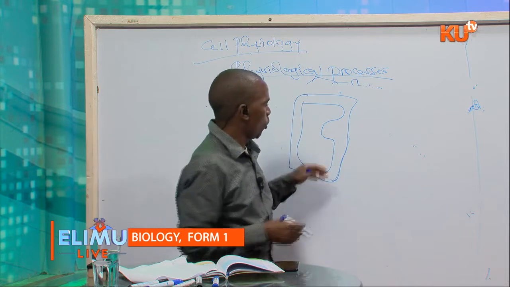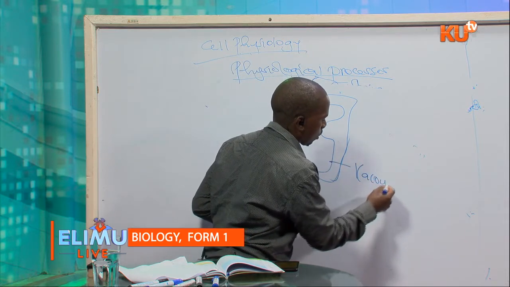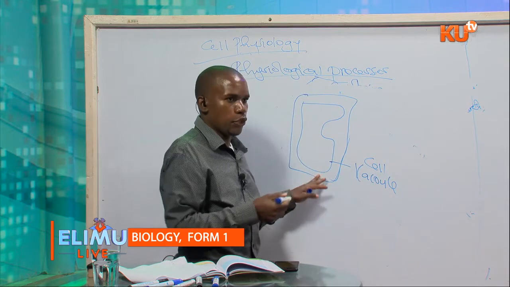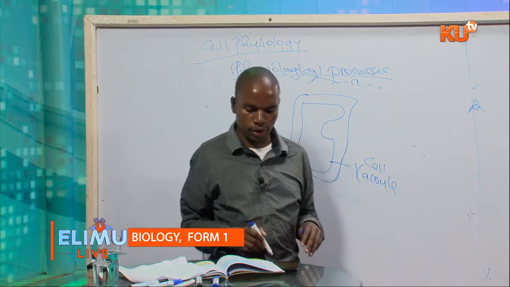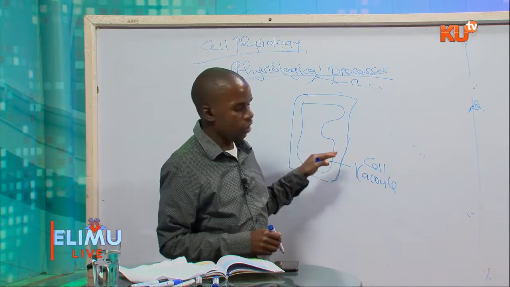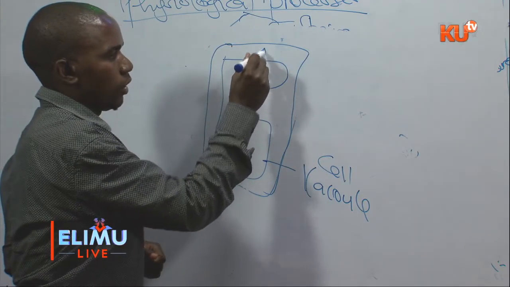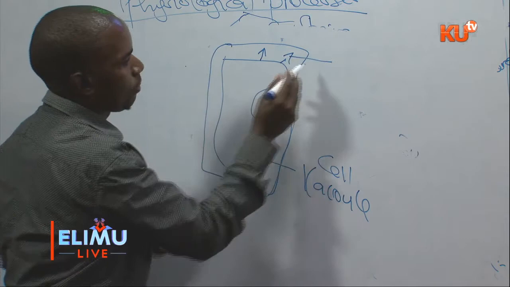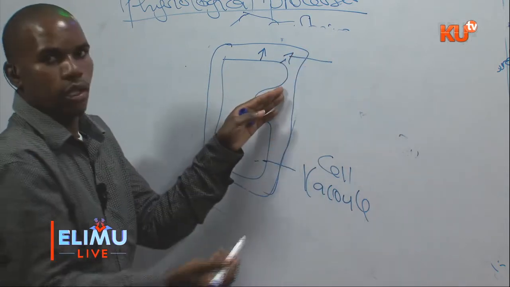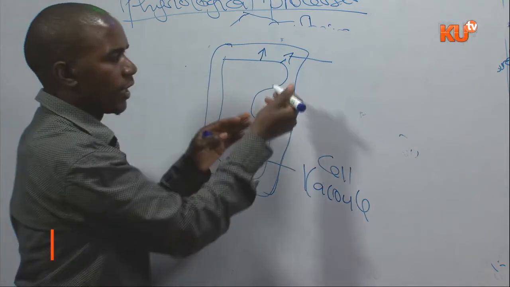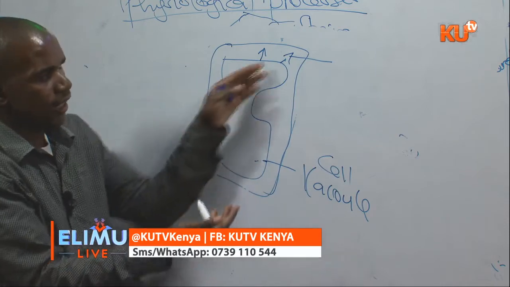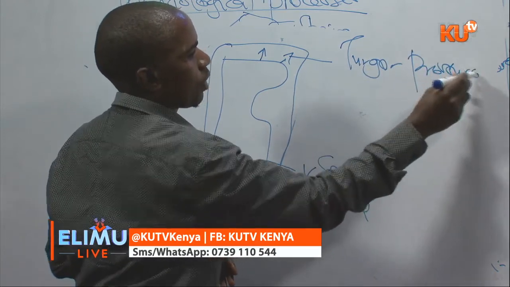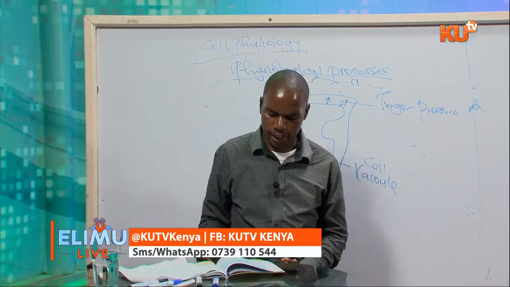So as it gains a lot of this water, this is a vacuole. Cell vacuole. As it is gaining this water, this cell vacuole is pushing against the cell wall. So it is exerting an outward pressure on the cell wall. This is what is happening. So there is a pressure that is being exerted outwards, towards the cell wall. So this pressure that is being exerted by the cell vacuole against the cell wall, that's what we refer to as the turgor pressure.